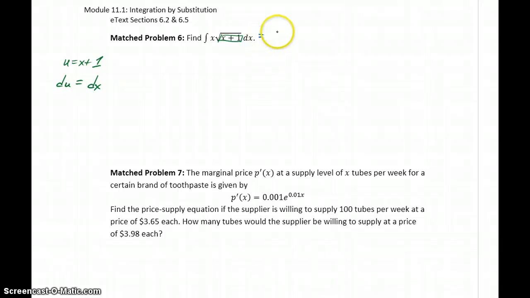This means that we can rewrite our problem as the integral of x, because we didn't swap out that x with anything, times the square root of u du. So x plus 1 was replaced with u, and dx was replaced with du. But our problem now is that we still have this x, which was our original variable. In order to integrate, we have to replace all of the x variables with something in terms of u.